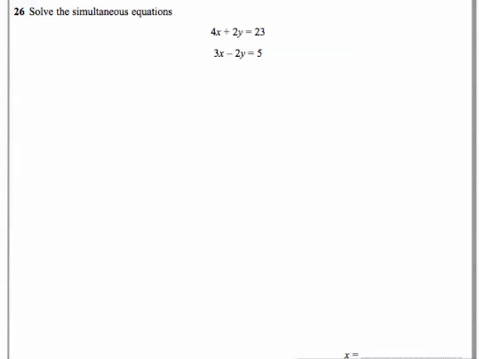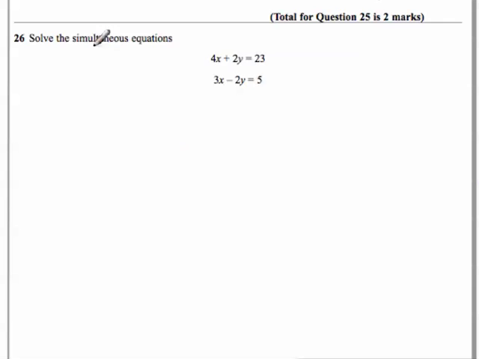So solve these simultaneous equations. Simultaneous means at the same time. So I'm going to number these 1 and 2. And remember that with any simultaneous equation question, what we're actually trying to do here is find out where two graphs cross. That's really what it's all about.